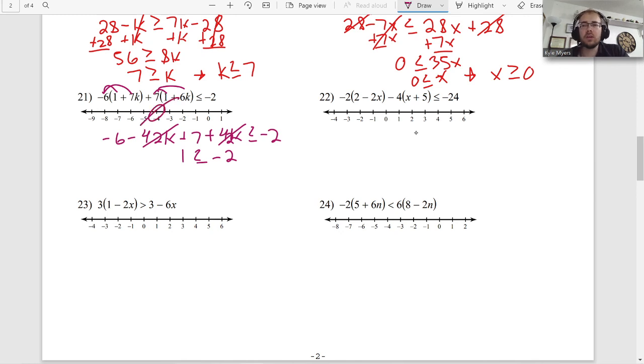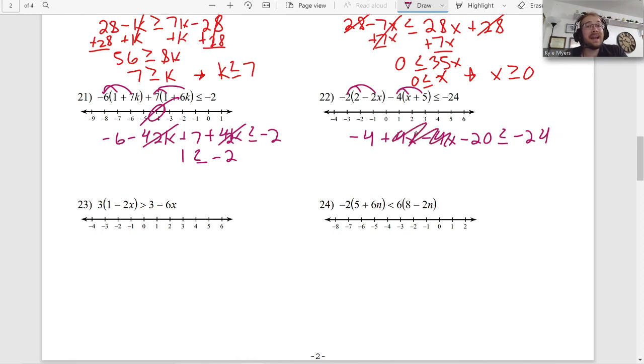Right? You can do a little 0 with a slash through it if you want, but I would just leave it blank. Some teachers can be a little picky about that. Right? Next one. Negative 4 plus 4x minus 4x minus 20 less than or equal to negative 24. This looks like another one of those. Look at that. That cancels.